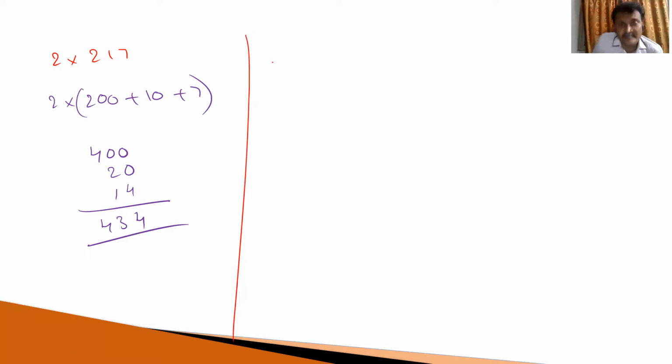Now, suppose 324 is the answer. What is the answer? See, so what happened? 4 is in the units place, 2 is in the tens place, and 3 is in the hundreds place. So 2 300s is equal to how much? That is equal to 600. 2 20 times is equal to how much? That is equal to 40. 2 4 times is equal to how much? 8. So what is the answer?